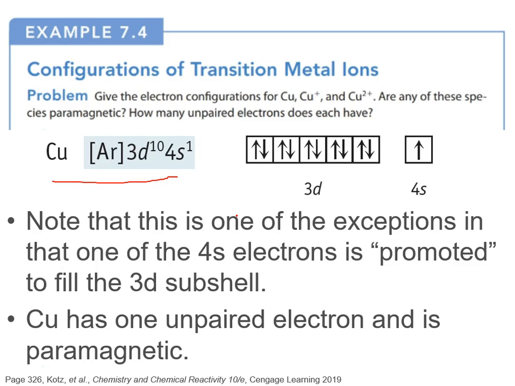But what we do is we take one of those electrons out of the 4s and we put it into the d's, because that way we get this nice filled 3d orbital. But you notice we do have one unpaired electron in the 4s, so copper by itself is paramagnetic.